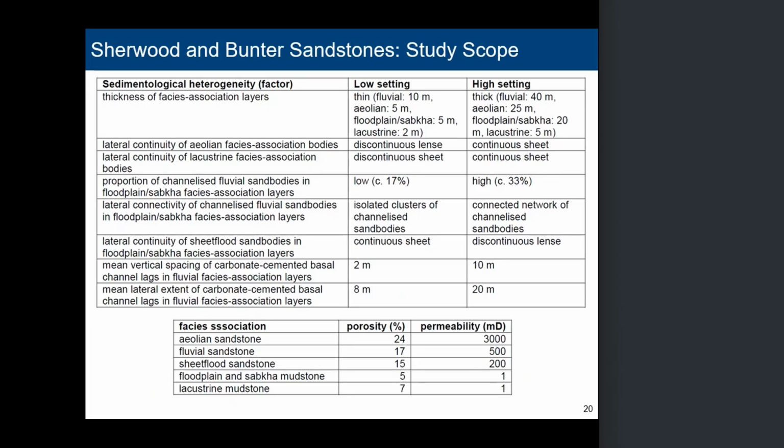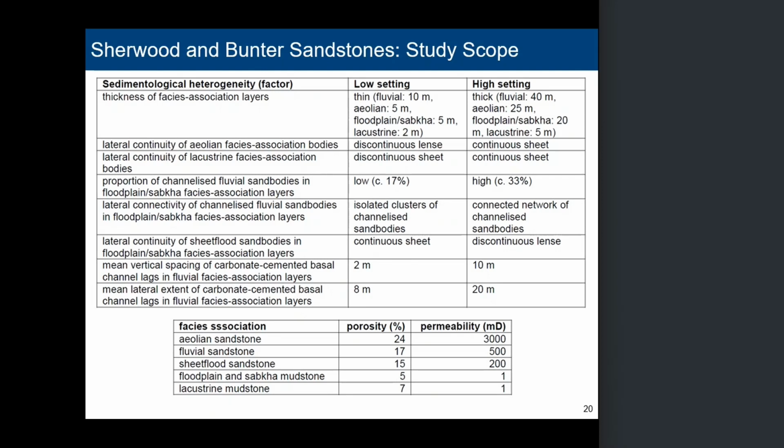Whether the aeolian sandstones are continuous or discontinuous. Same for the mudstones. Are they continuous sheets or are they more discontinuous? Basically, something about the proportion of those poorly connected channels in the muddier intervals within the reservoir. Something about the continuity of the more sheet-like sand bodies connected to those poorly connected channel sands, and also some values in here that define the vertical spacing and lateral extent of the carbonate cemented intervals at the base of some of those stacked channels.